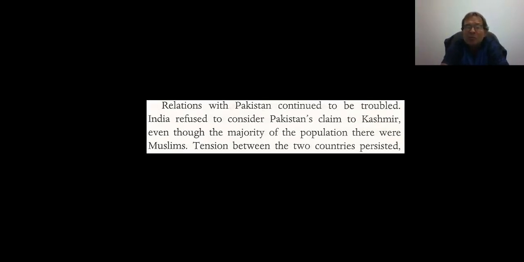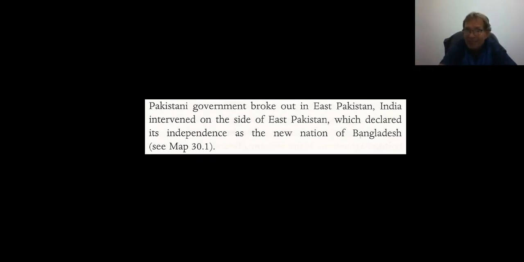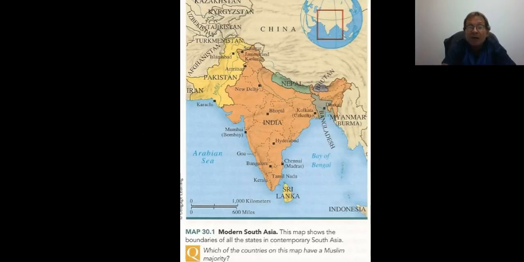Relations with Pakistan continued to be troubled. India refused to consider Pakistan's claim to Kashmir, even though the majority of the population there were Muslims. Tensions between the two countries persisted. And when there were riots against the Pakistani government in East Pakistan in 1971, after a monstrous typhoon and flood really destroyed the country, India intervened on the side of East Pakistan, which declared its independence as the new nation of Bangladesh. And these two areas, West Pakistan, Pakistan proper here in the west, and East Pakistan.